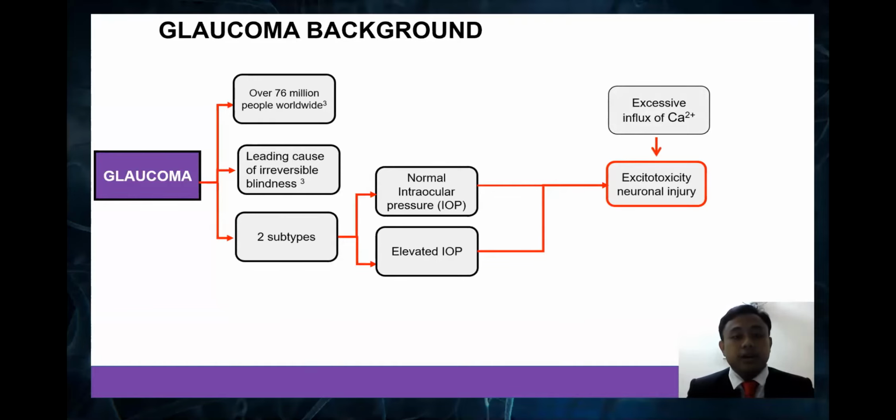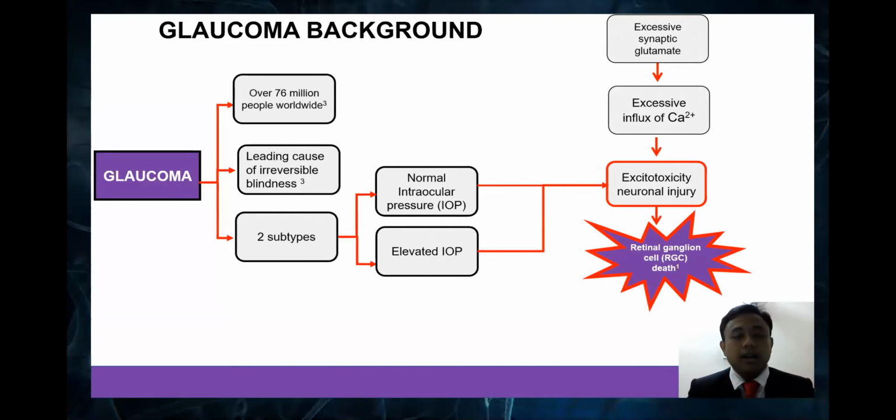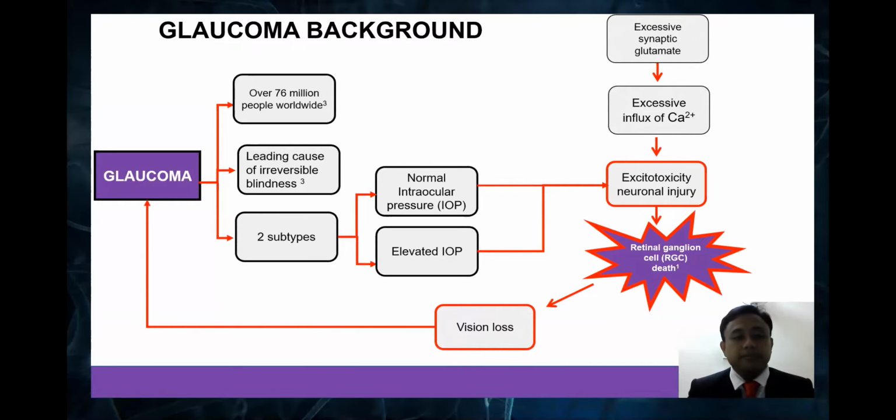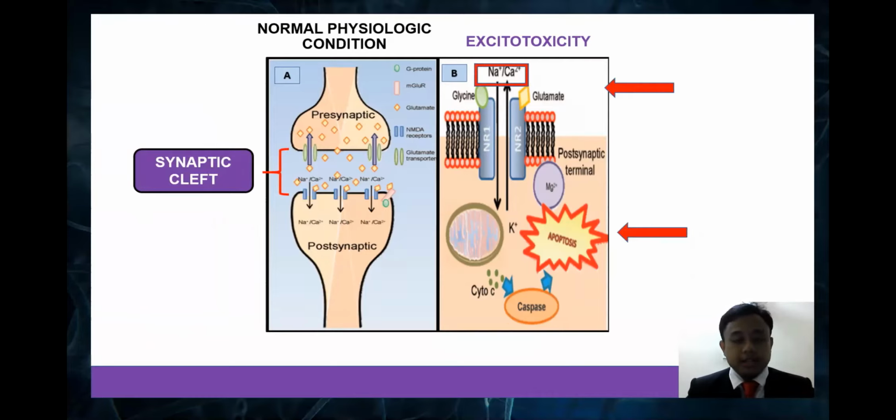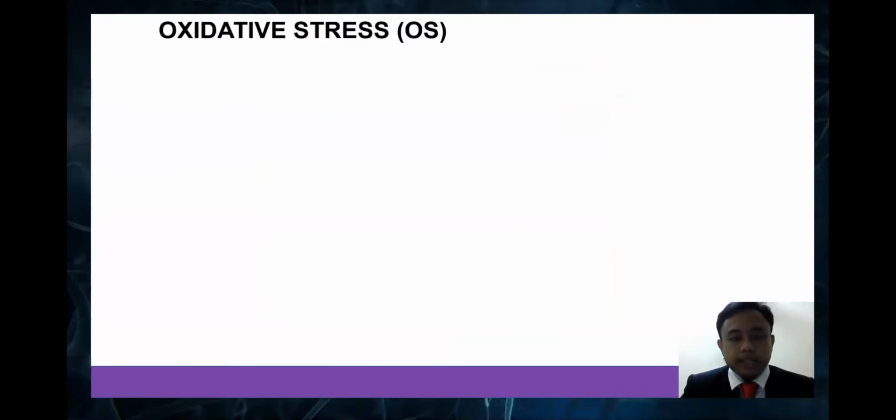excessive influx of calcium ions that are caused by excessive synaptic glutamate. In turn, this will lead to retinal ganglion cell or RGC death that will lead to visual loss and finally leads to glaucoma itself. So let's talk about the normal physiological condition. We can see that the ions move freely from the presynaptic neuron through the synaptic cleft onto the postsynaptic neuron. But in the case of excitotoxicity, the excessive amount of calcium is diffusing into the postsynaptic neuron, hence triggering many apoptotic cascades. One of the main hallmarks of excitotoxicity is oxidative stress or OS.